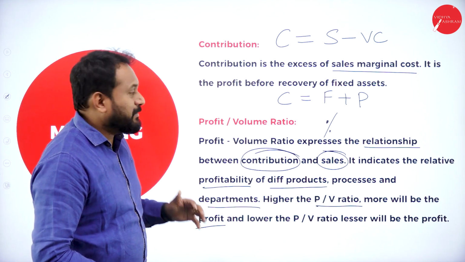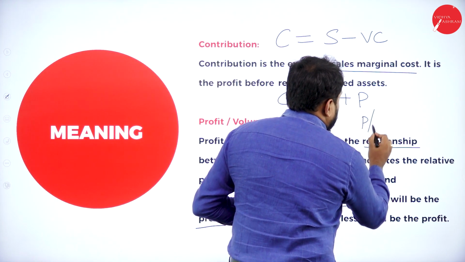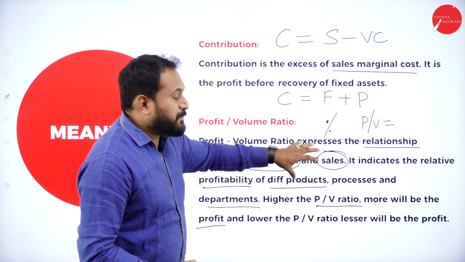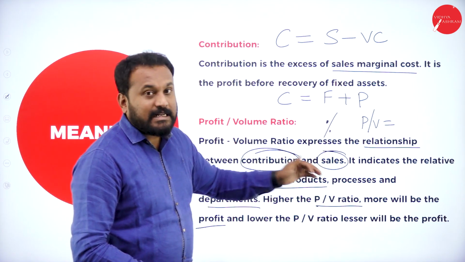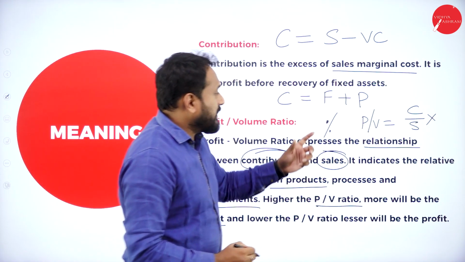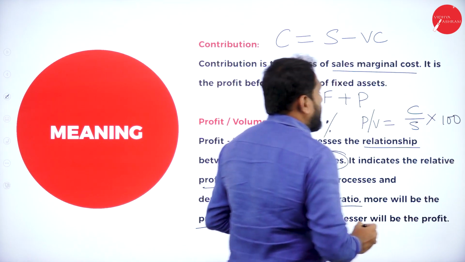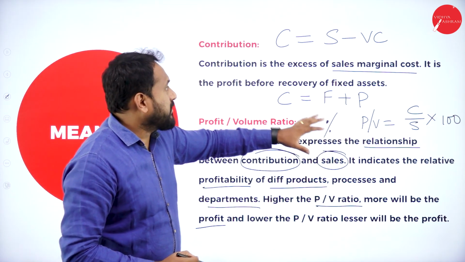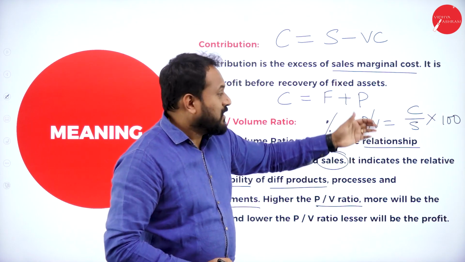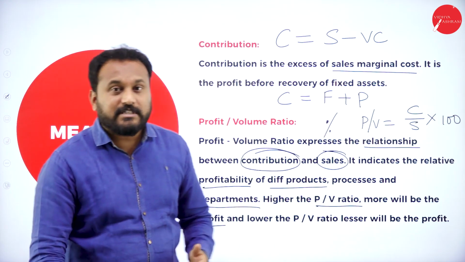Now what is that relationship? I'll tell you. Profit volume ratio can always be represented as P/V is equal to the relation between contribution and sales. So PV is equal to C by S into 100, because it is always represented as a ratio in percentage. So this is the profit volume ratio formula. So we got it here. C is equal to S minus VC. C is equal to F plus P, and PV is the relation between contribution and sales, so C by S into 100. Why 100? Because it is always in percentage.